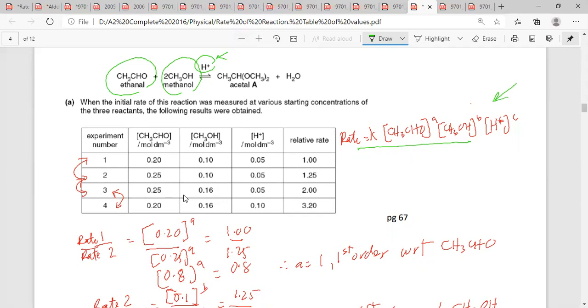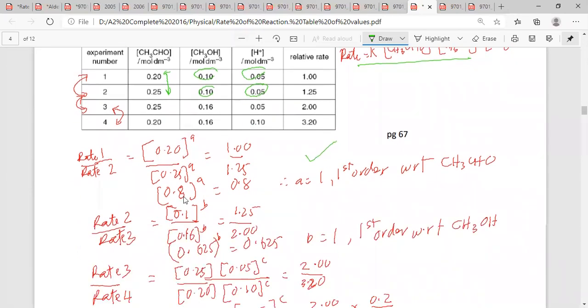Now, 1 and 2, of course, you can see that these two are the same, so these two are different. So I can put it inside here and find my order. Okay, you can go and look at it. Quite simple. 0.2 here, 0.25 at the bottom here. Power A, and this first rate, second rate. You can solve it out. 0.8, 0.8, so 1, first order.